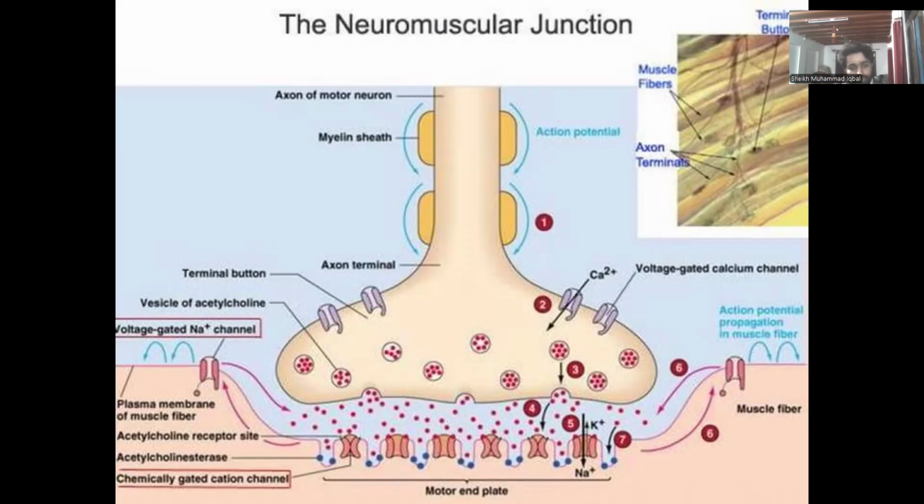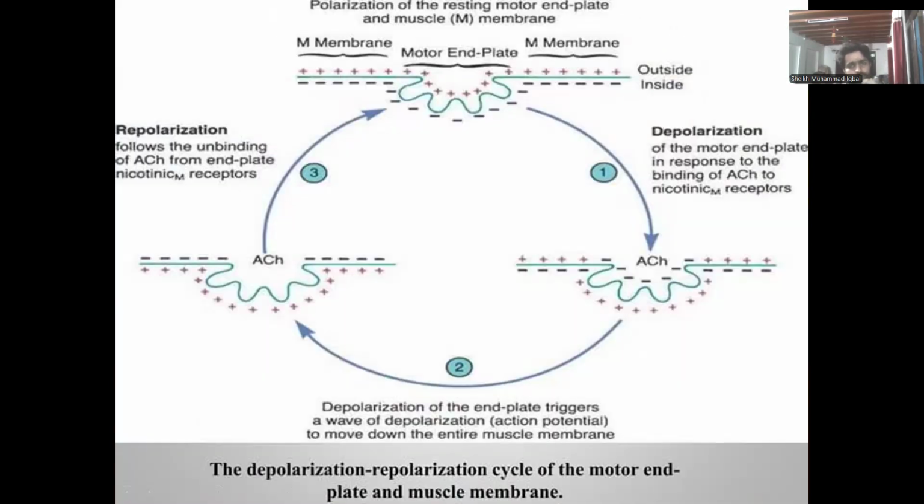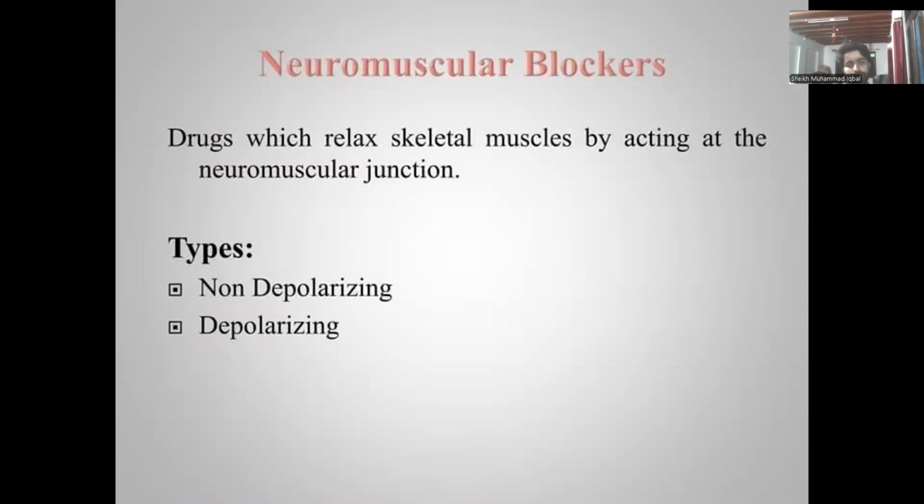So this is neuromuscular transmission. This is basic physiology, we need not explain it. Now, once we come to the neuromuscular blockers, we usually classify them in two categories. Basically, neuromuscular blockers are the drugs which relax the skeletal muscles and they act at the neuromuscular junction. There are two types. One is the non-depolarizing blockers, and the second one is the depolarizing blockers.